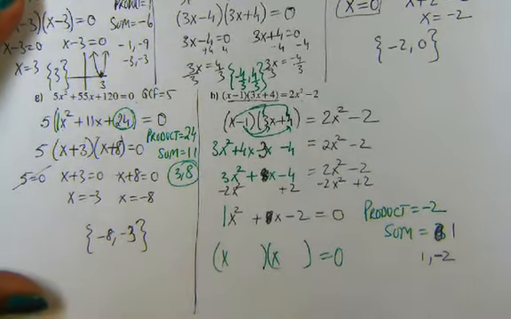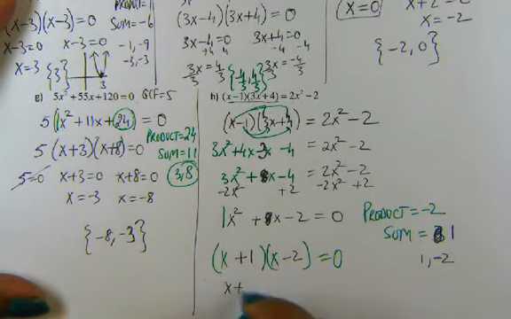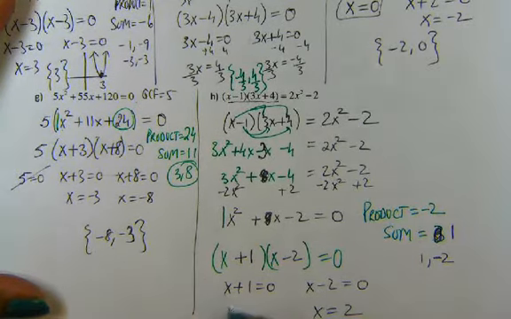So it's plus 1 minus 2, so x plus 1 equals 0, x minus 2 equals 0, x equals 2, x equals negative 1. So the two solutions are negative 1 and 2.